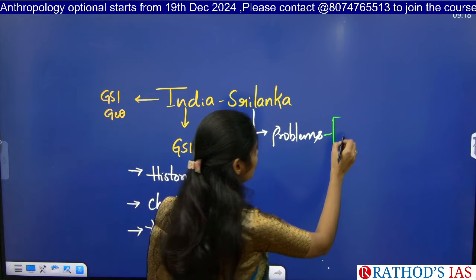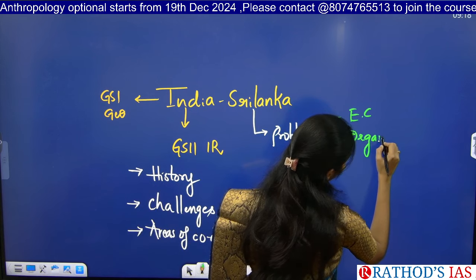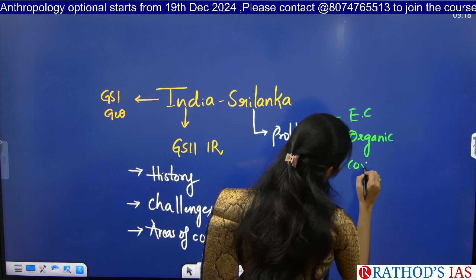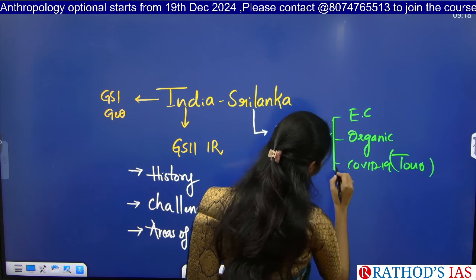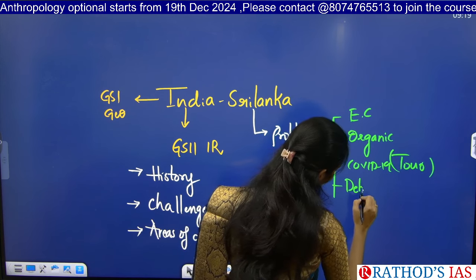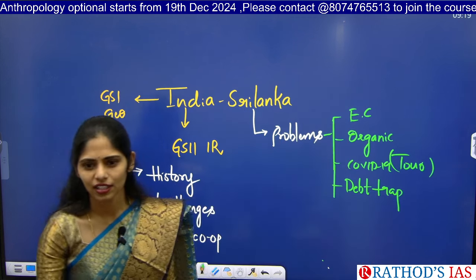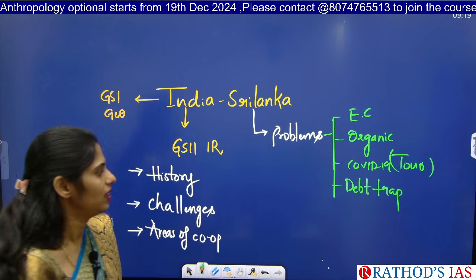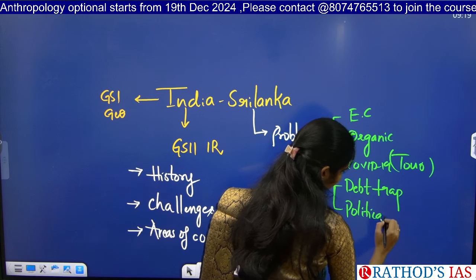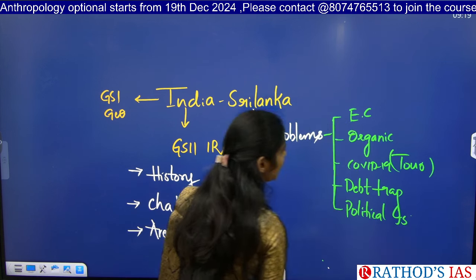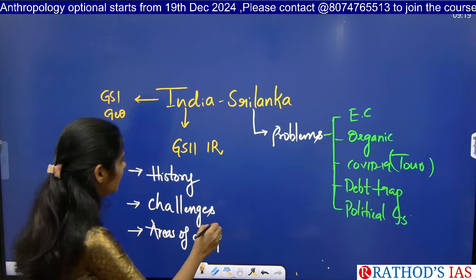Economic crisis because of reasons, like organic farming of tea. Next, the COVID-19 pandemic which affected tourism. Next, debt trap because of, what is that project name? Hambantota project developed by China. Next, political instability. So tell me, what are the challenges in India and Sri Lanka relations?